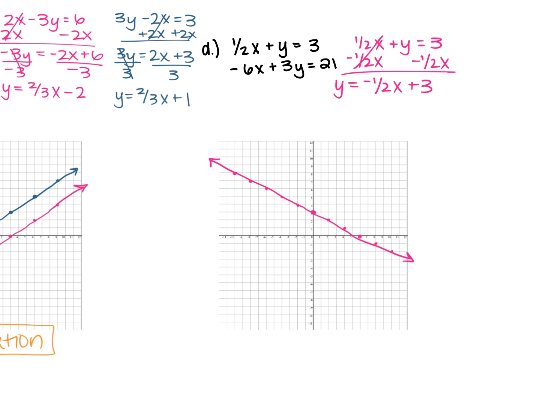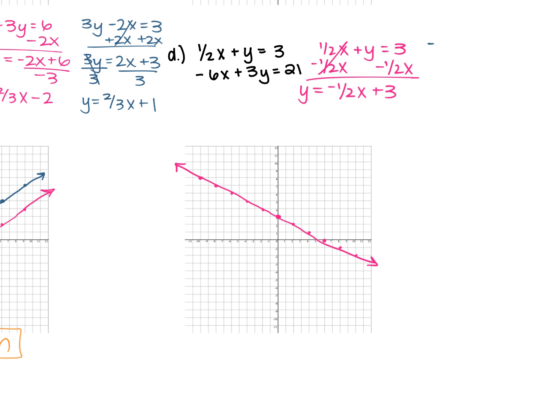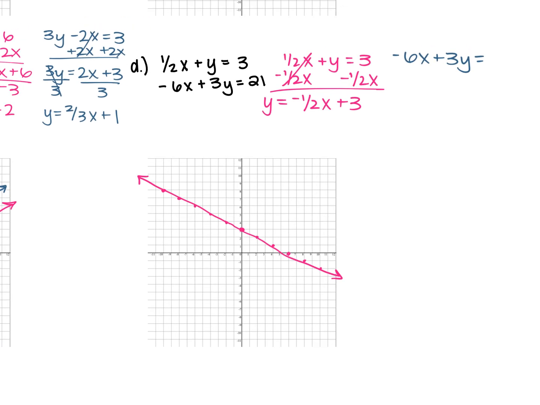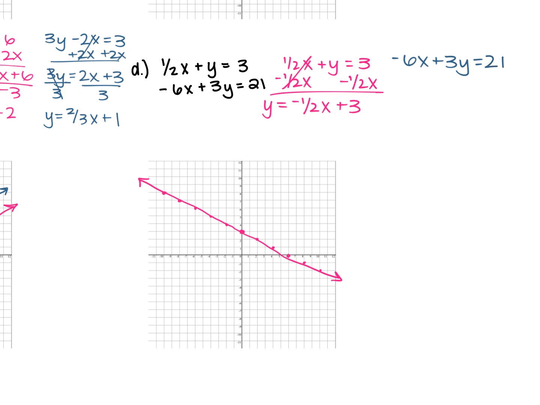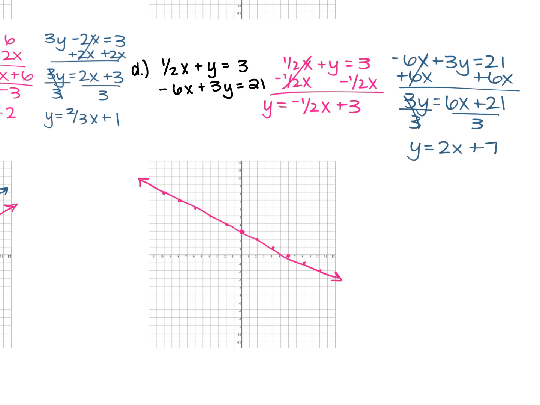So on our next one, we have negative 6x plus 3y is equal to 21. We're going to move the 6x over by adding it to both sides first. That gives us 3y is equal to 6x plus 21. Then we divide each side by that 3, and we get y is equal to 2x plus 7.